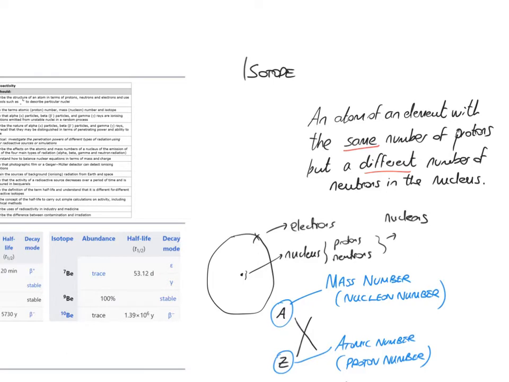What makes a particular element that element is the number of protons in the nucleus. If the number of protons were to change, you'd have a different element. So it's only the number of neutrons which is affected, which affects things like the mass of the atom, the physical properties, rather than the chemical properties.